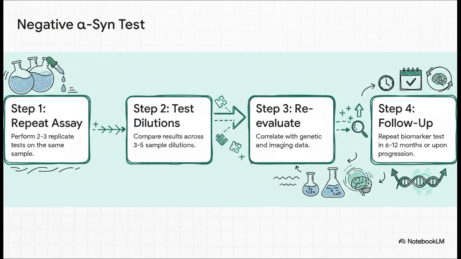So here's the algorithm. First, you ensure technical validity: run 2 to 3 replicate tests, and also run a dilution series to rule out any kind of assay inhibition. Second, conduct a thorough clinical reevaluation. Integrate all the genetic and imaging data you have. Finally, establish a clear plan for follow-up testing in about 6 to 12 months or sooner if there's clinical progression. This protocol is designed to minimize false negatives and to standardize ongoing patient management.